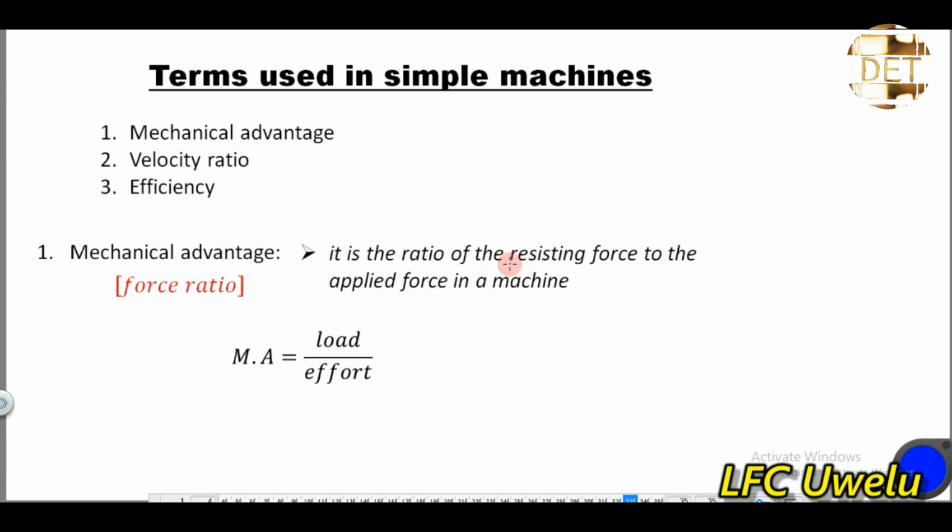The resisting force, like I said, is the load, and the applied force is the effort. Mechanical advantage is also known as the force ratio. So mechanical advantage, MA, is equal to load all over effort. It is the ratio of the resisting force to the applied force in a machine.